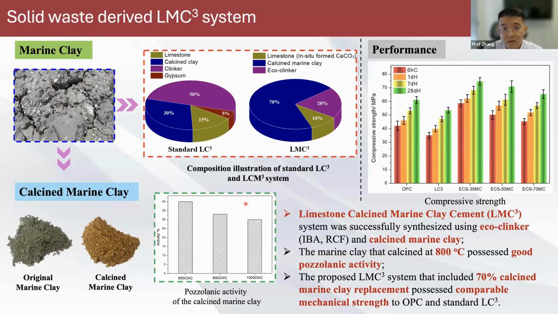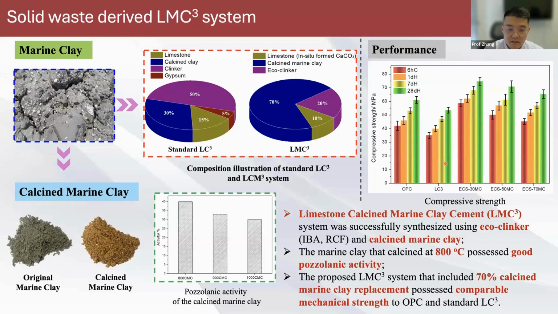And we found that even with 70% marine clay, 20% of our green cement, and 10% limestone, we can achieve comparable strength to straight OPC. So this is the batch where you have 70% marine clay inside, and you can see that a similar level of strength can be achieved. So that is a completely waste-derived cementing system right there.